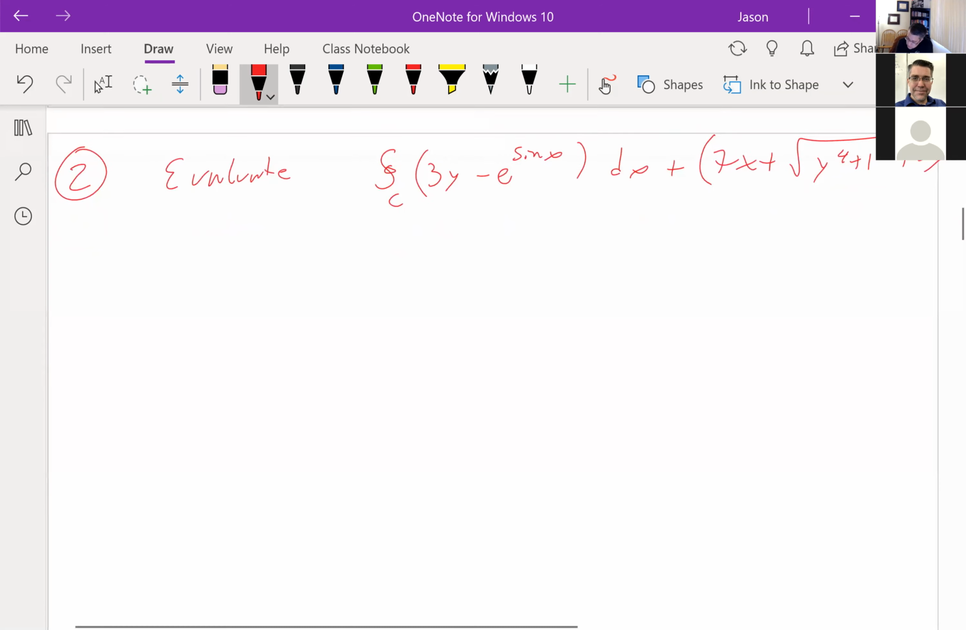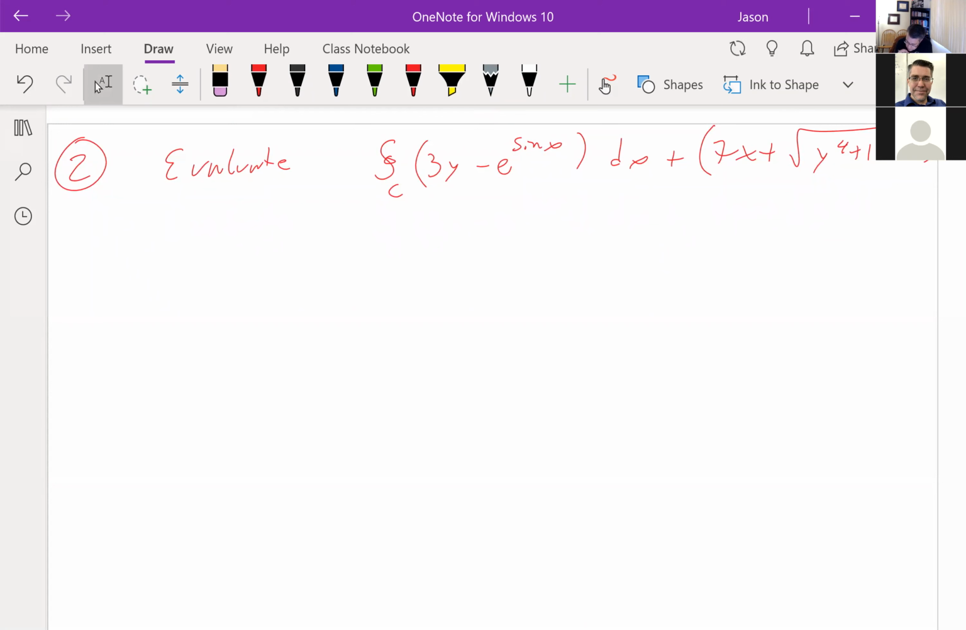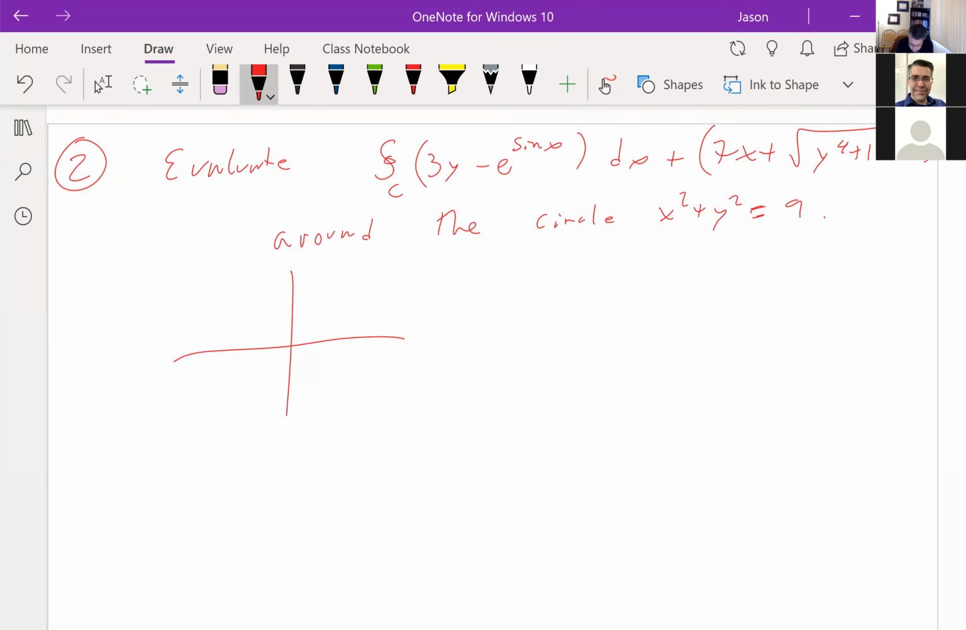Okay, nice. So what do we want? Oh, and it's around the unit circle. No, it's not the unit circle. I lied. Around the circle of radius 3. It's x squared plus y squared equals 9. Okay, so we're going to go around this circle positively.